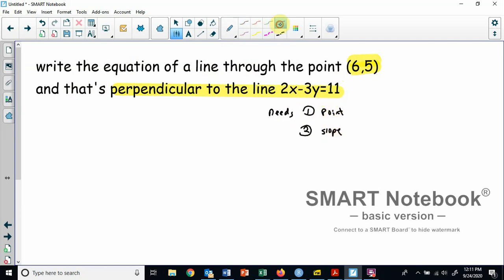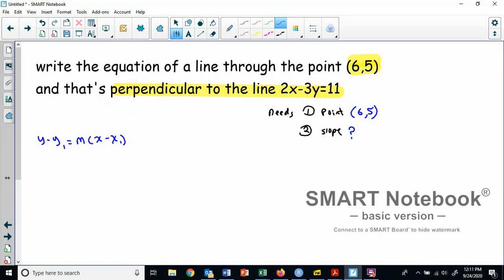Do I have a point? Yes, I have a point, (6, 5). Do I have a slope? No, I do not have a slope. The only other information I have is that I'm perpendicular to this line right here. So let's think for a second. I need the slope and a point to write my equation. I do not have my slope right now. This is the only information I have.